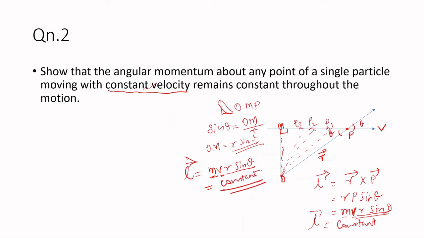So what we need to know is whether, at different positions of this particle, the R sine theta value will remain constant or not. That is what you have to check.